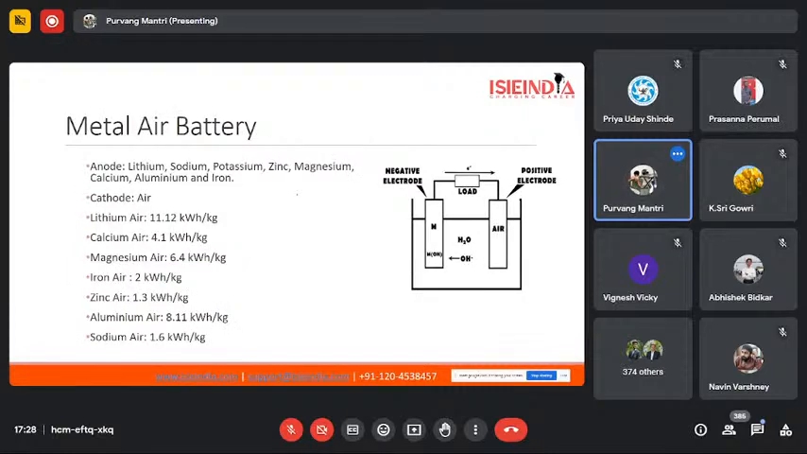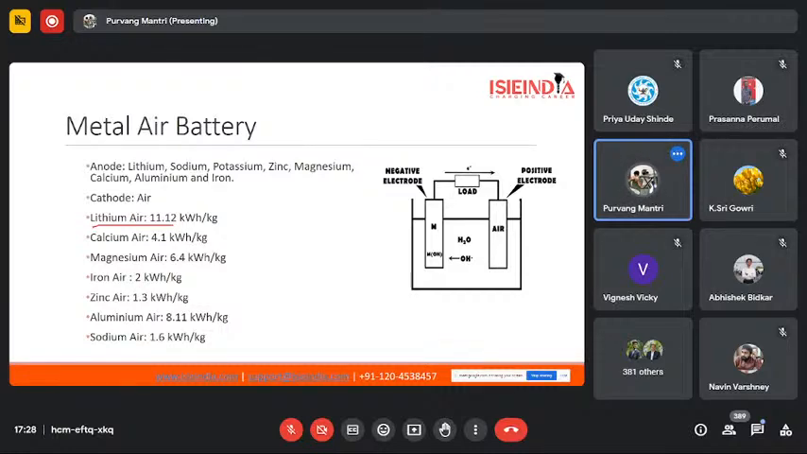We then have the metal air batteries, and in metal air we can have multiple anodes. There are options of using any anode out of these: lithium, sodium, potassium, zinc, magnesium, calcium, aluminum, and iron can be preferred in this type of cell. The positive electrode would of course be air, and the electrolyte would be potassium hydroxide, lithium hydroxide, or sodium hydroxide in aqueous form, which means it would be diluted. Based on the chemistry, you can see lithium has the highest capacity compared to other chemistries. Although lithium is already being used in the form of lithium-ion batteries, so we are not going for lithium air batteries at this point.